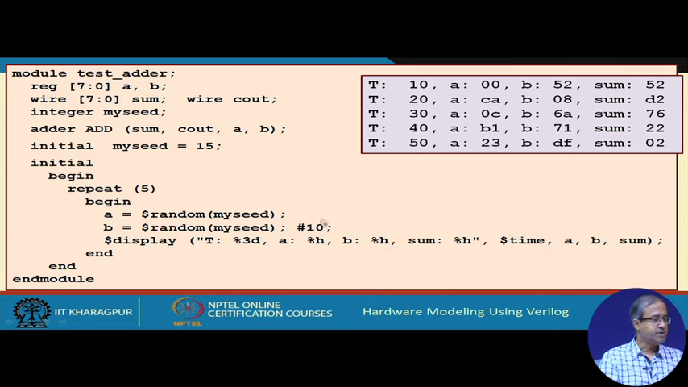So, you see at time 10, the first random numbers that were generated were 0 0 and 5 2. So, if you add them, sum is 5 2. Second time it was C A and 0 8, and B C D E F 0 1 2, the sum will be 2 and carry it will make D. Similarly, 0 C and 6 A is 7 6, B 1 and 7 if you add, sum will be 2 2, there will be a carry out, 2 3 and D F if you add, sum will be 0 2. So, in this way you can generate random numbers and you can just apply it to your design under test.